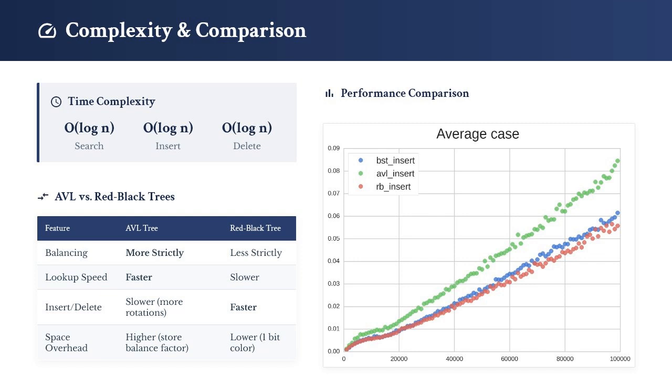This is a significant improvement over regular binary search trees, which can degrade to O(n) in the worst case when the tree becomes skewed.